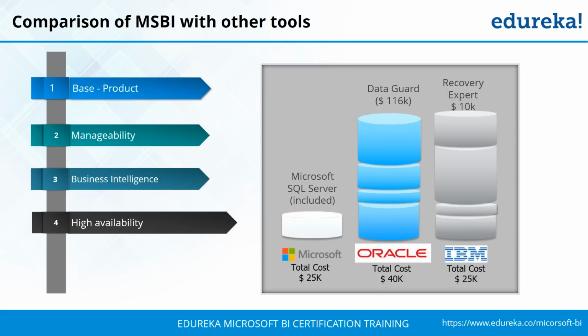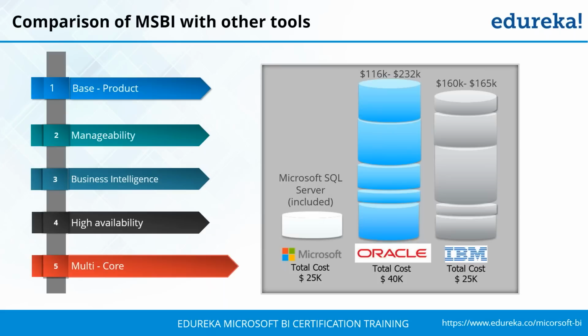High availability. If you want to use availability, the AlwaysOn availability, it's a property of SQL Server. By default, it comes with it. You just have to enable it and you're always on. But in case of Oracle, you have to use Data Guard, which is pretty expensive, standing at $116,000. If you want to use IBM's high availability, you have to use Recovery Expert, which stands at $10,000. So the cost, you can see it's piling up.